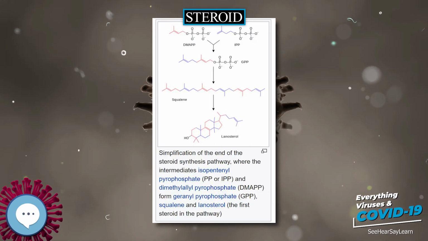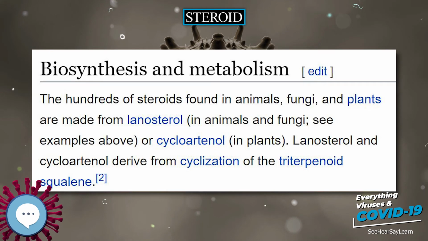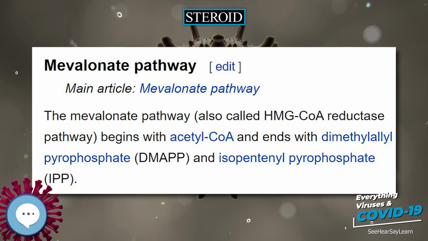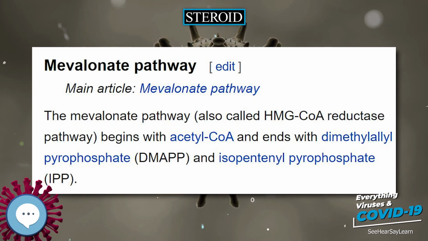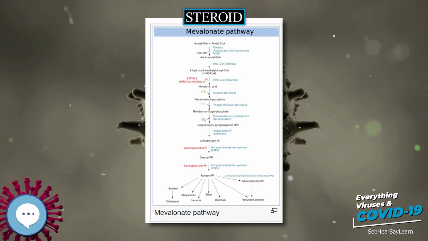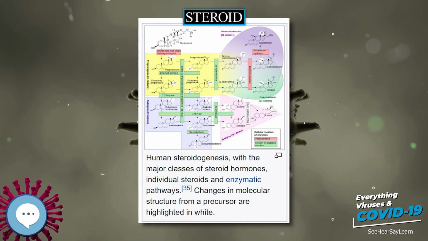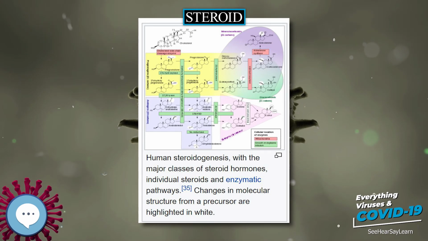Steroidogenesis. Steroidogenesis is the biological process by which steroids are generated from cholesterol and changed into other steroids. The pathways of steroidogenesis differ among species. The major classes of steroid hormones, as noted above, with their prominent members and functions, are the progestogens, corticosteroids, androgens, and estrogens. Human steroidogenesis of these classes occurs in a number of locations.